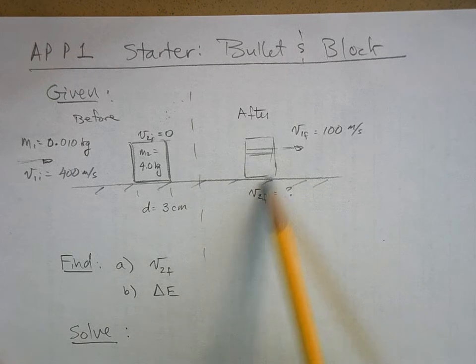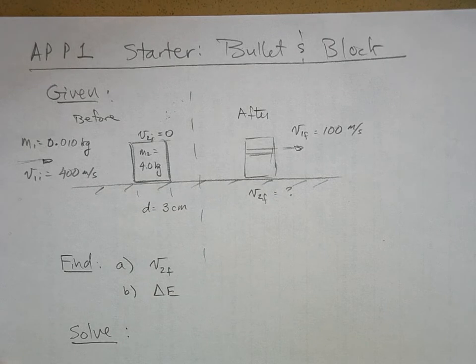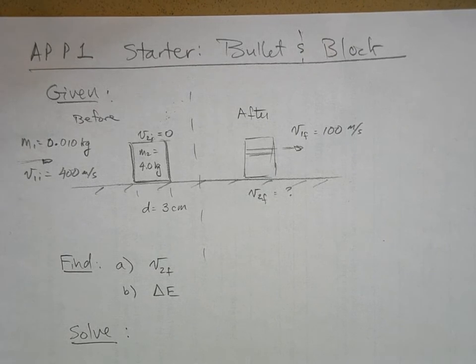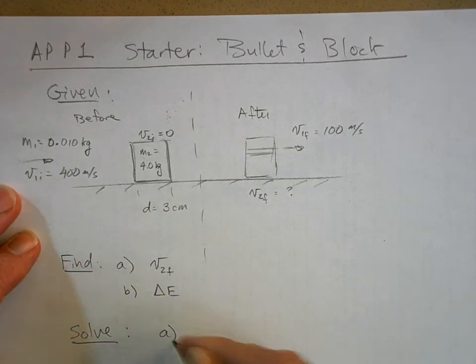So we want to know what is the final velocity of this block if it started from rest, just after the collision. And then also we want to know how much mechanical energy was lost during this collision. So let's do part A.